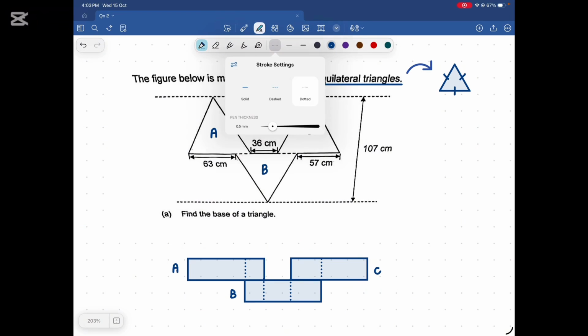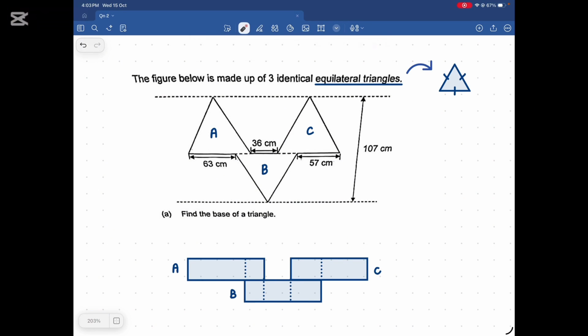And now, let's fill in the rest of the information. A has a remaining of 63 cm. This is seen here. C has a remaining of 57 cm. Shall mark this here. And in between A and C, I have a length of 36. Let's mark it out here.